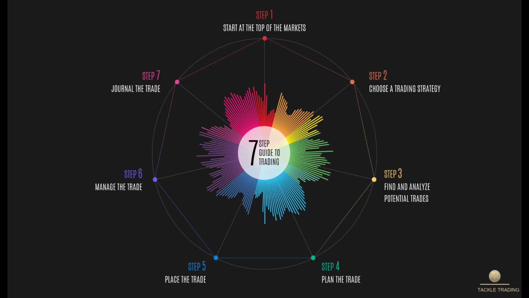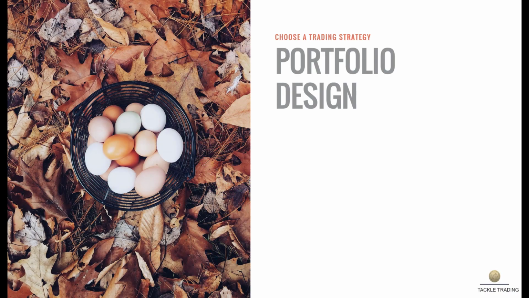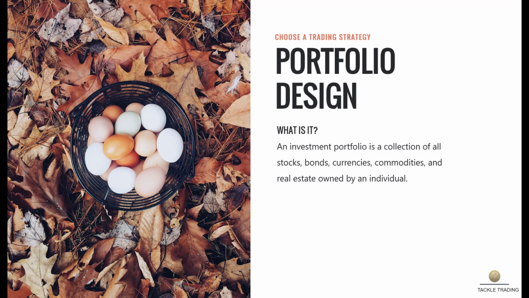Now let's get into Step 2, which is to choose the appropriate trading strategy for the condition that you are analyzing in the actual financial markets, specifically that of the S&P 500. The first thing we want to talk about is a broad topic called portfolio design. A portfolio is simply a collection of all the investments that you have in stocks, bonds, currencies, commodities, and even real estate that is owned by the individual.